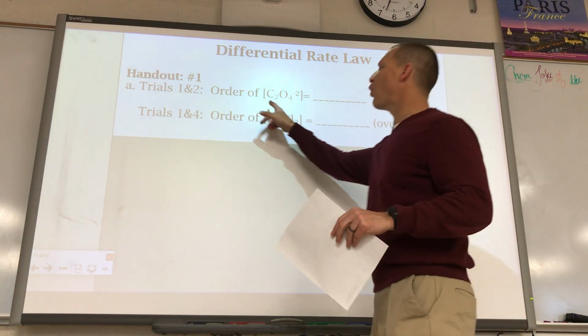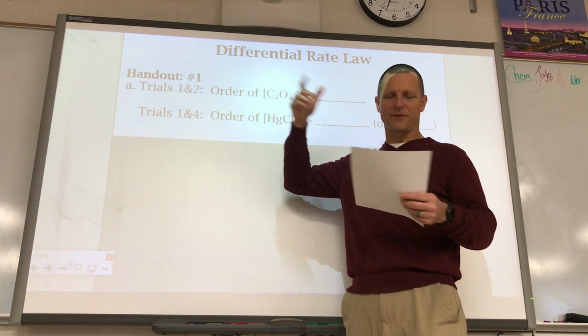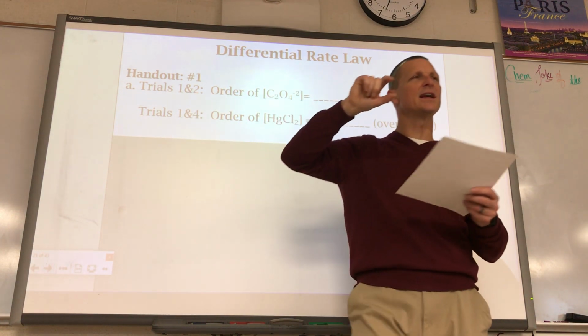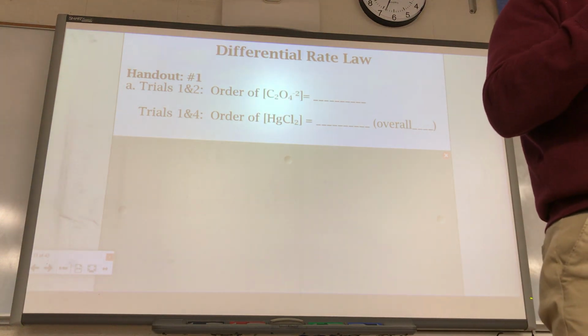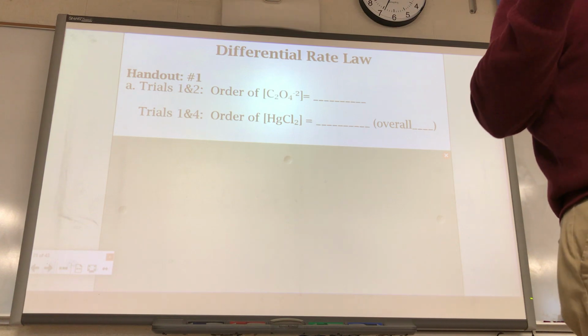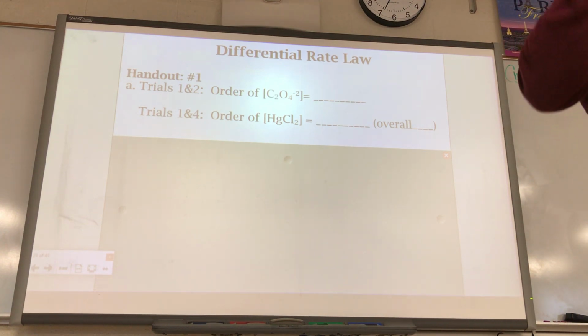In order to find the order of the oxalate ion, I chose oxalate first, even though it's the second reactant, because in trials 1 and 2, notice what happens with the HgCl2. It's held constant. So the rate is not changing because of HgCl2. However, the C2O4 doubles. It goes from 0.1 in trial 1 to 0.2 in trial 2. So when the concentration of C2O4 doubles, what happened to the rate? It quadrupled. From trial 1 to trial 2, the rate has gone up by 4 times. So what does that say about the order of C2O4? It's second order.